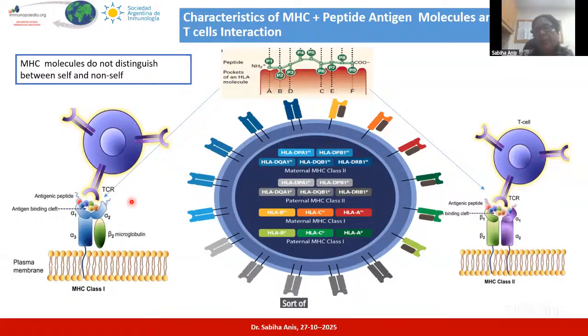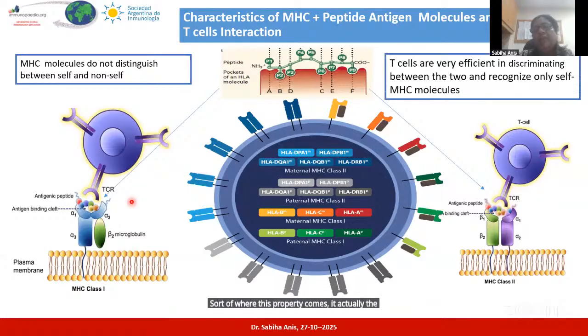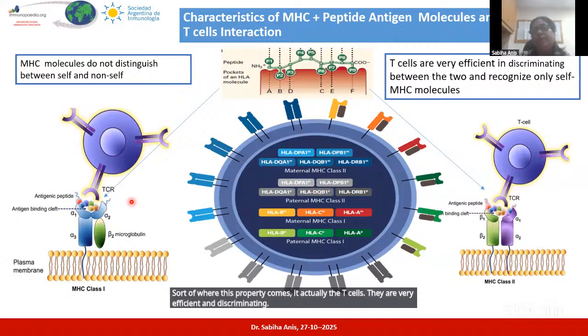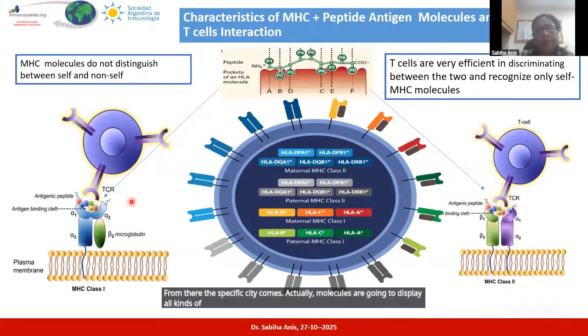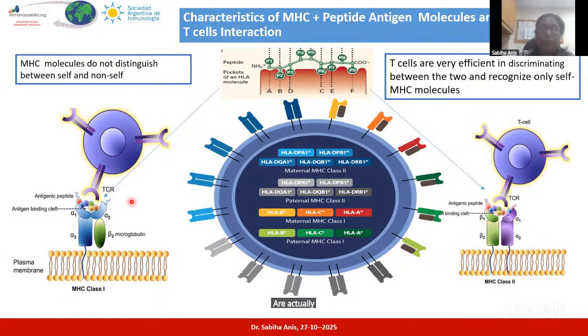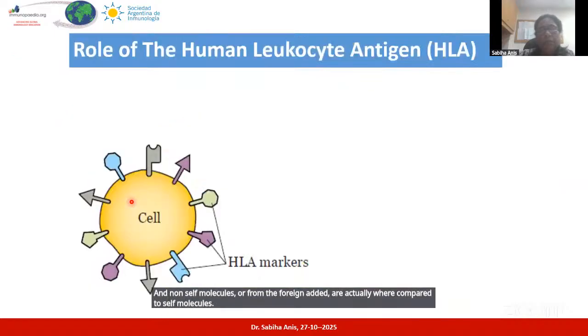Where this property comes from is the T cells, which are very efficient in discriminating between self and non-self, and they recognize antigens only when bound to self MHC molecules. So from there, the specificity comes. HLA molecules are going to display all kinds of antigens, whether self or non-self, and most of the antigens displayed by these HLA molecules are actually self molecules, while non-self molecules or foreign antigens are rare compared to self molecules.